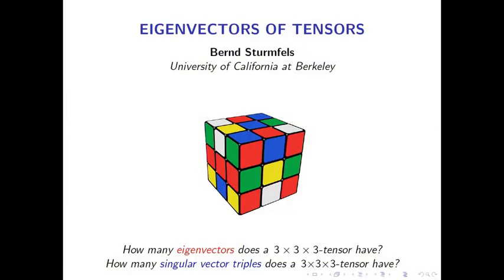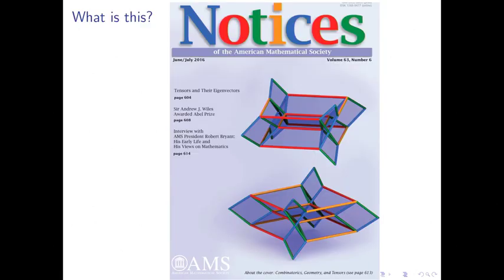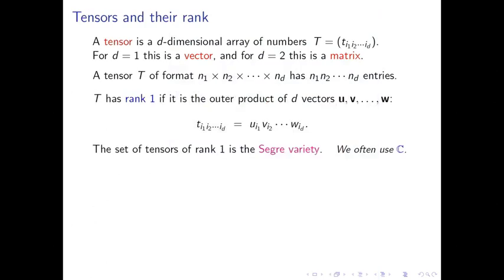And then towards the end, time permitting, we'll talk about singular vectors as well. And we're going to ask the analogous question for singular vector triples. So let's get started. Everything I say in this talk is in this article called Tensors and the Eigenvectors that appeared last summer in the Notices of the AMS. These are the pictures that go with the article. They represent sort of a picture of the spectral theory of tensors, and I'll explain what these pictures are towards the end of the talk.